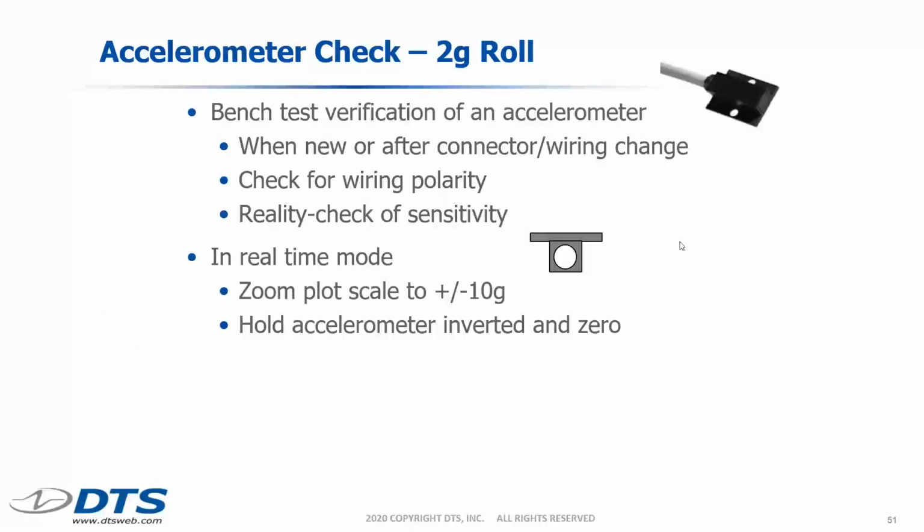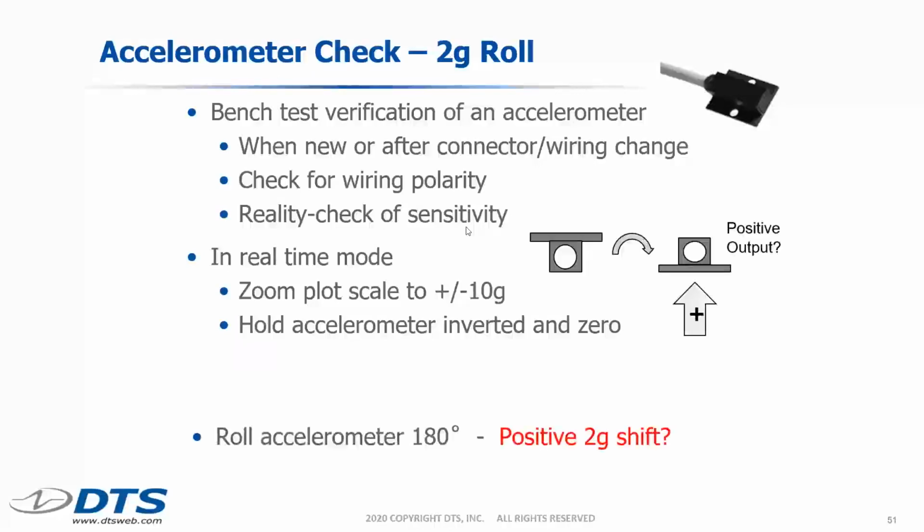For example, with an accelerometer, even a 2000G accelerometer, we can do what we call a 2G roll check. Gravity is constant, and we think of it as 1G or 1G force, some people would say. If we take an accelerometer with its active axis so that gravity is essentially pulling on its inertial element, we can rotate the accelerometer 180 degrees, and we should see a 2G shift from plus 1G to minus 1G. Very, very confidence building check.